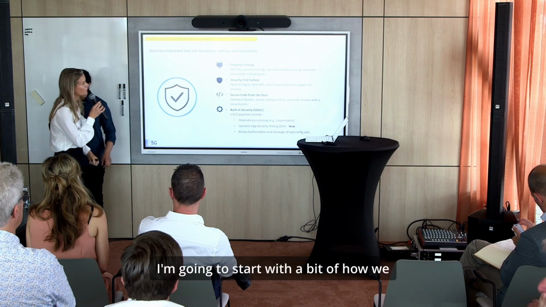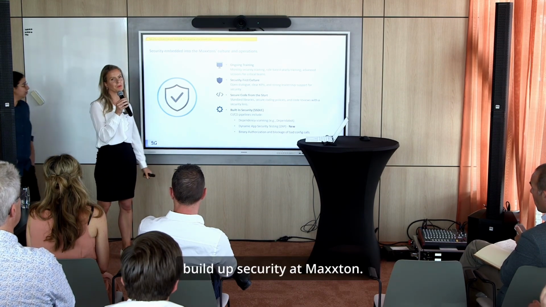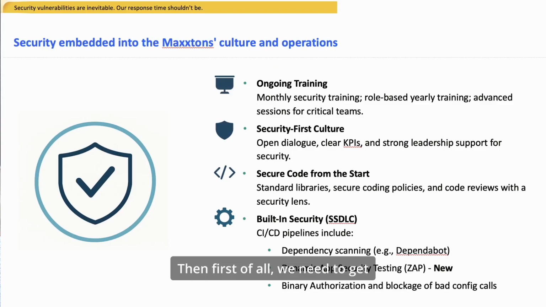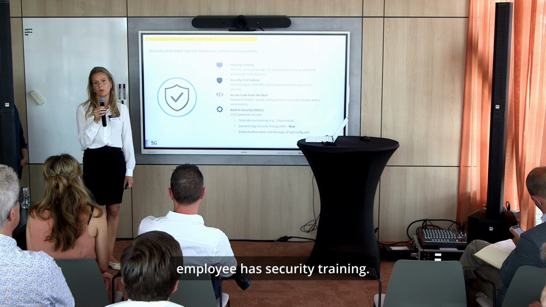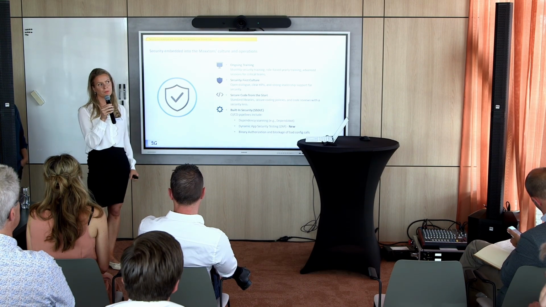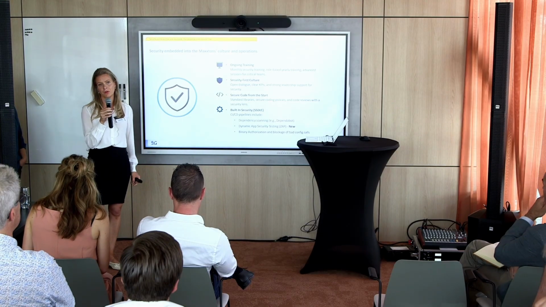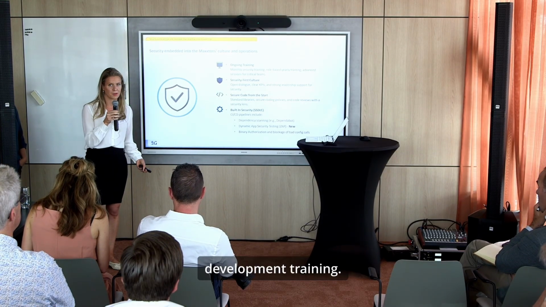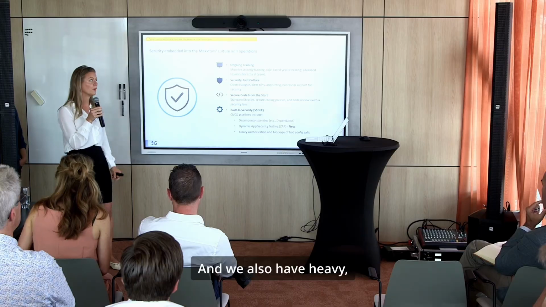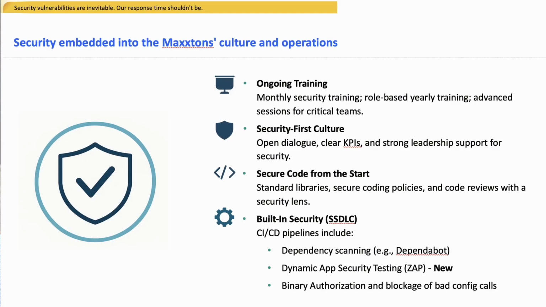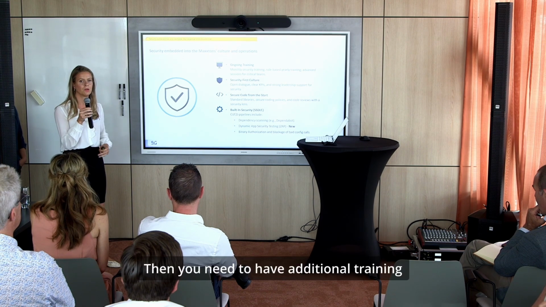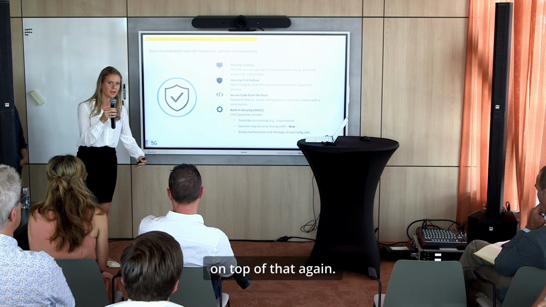Yeah, I'm going to start with a bit of how we build up security at Maxxton. First of all, we needed to get knowledge to every employee. So every month, every employee has security training. We have role-based yearly training. For example, if you're a Java developer, you have secure Java development training. And we also have heavier, more advanced training for employees who touch critical systems. And that can be systems such as payment. Then you need to have additional training on top of that again.